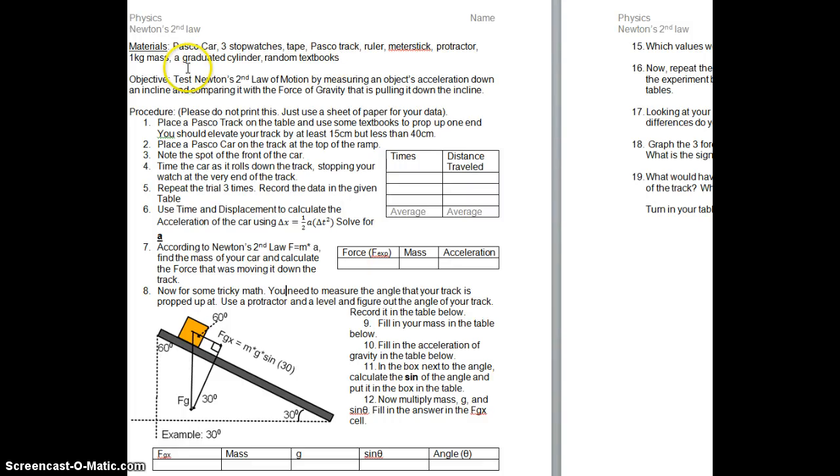So what are you going to do? You're going to have a car going down an incline. You're going to figure out the force of gravity. Procedure. Now, don't worry about this little statement here.